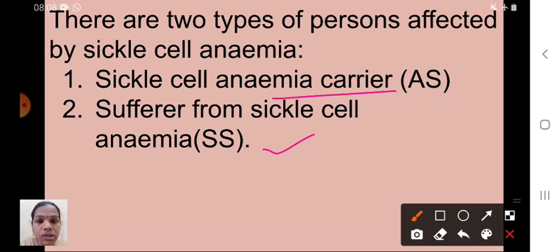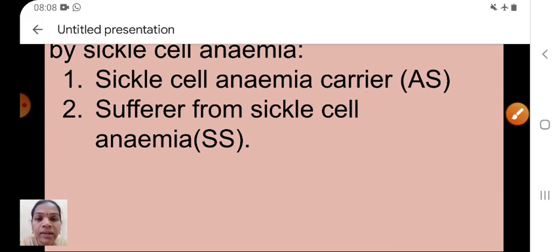Now we discussed what is meant by albinism and why it is happening. Because the brown color pigment, that is melanin, is absent in their body. That's why the eye color, face color, hair color are all different. This is due to the absence of melanin, the brown pigment. Next one is sickle cell anemia, and why it is happening.